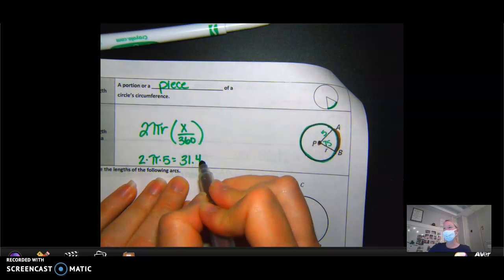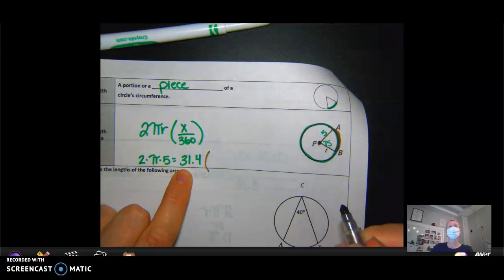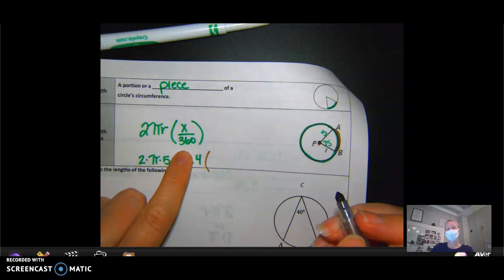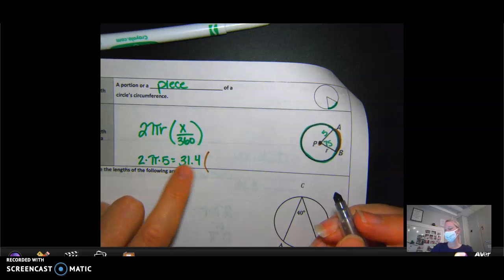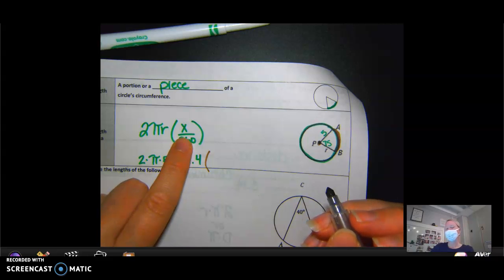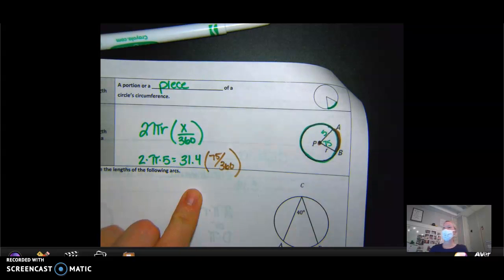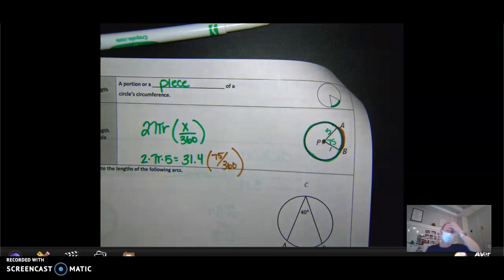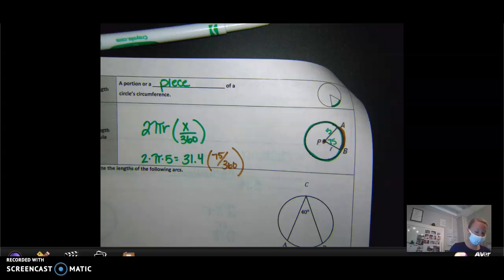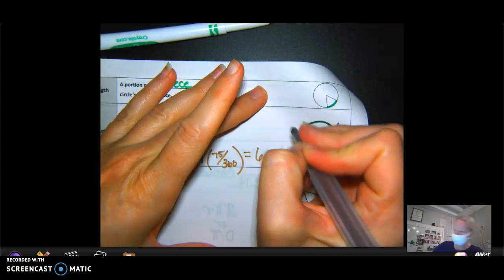So I would take my whole circumference that we got here, right, 31.4, and then I'd multiply it by what? Think about the formula right above it. How many degrees? What's my x value? 75 out of 360. So we can find that ratio of the whole distance around. So on your calculator, do 31.4 times parentheses 75 divided by 360 in parentheses. 6.54, so 6.5.